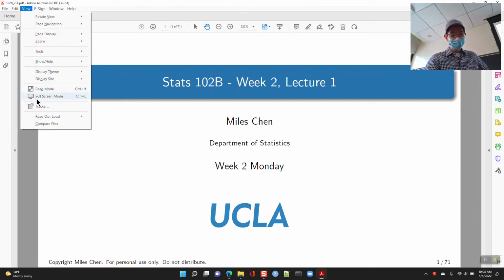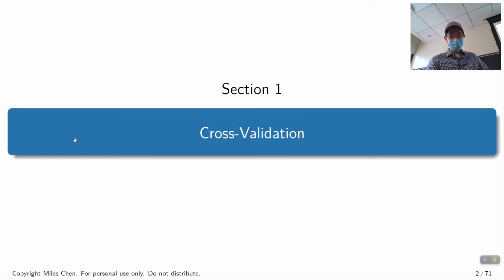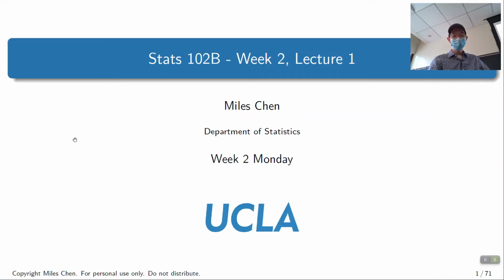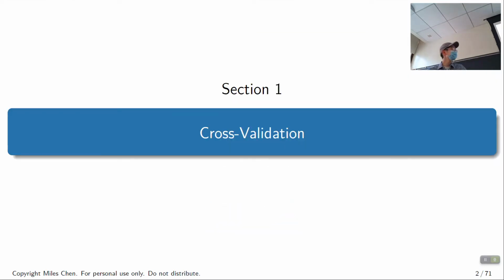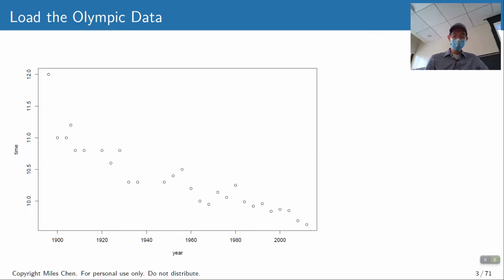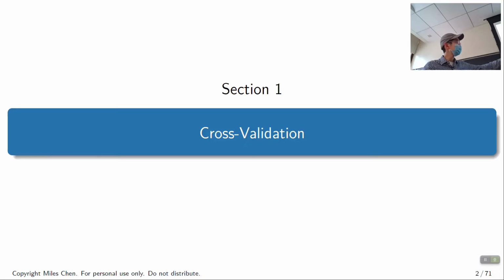Well, so on Thursday, we looked at this Olympic data set. Okay. All right. So today, the topic I'm introducing is cross-validation as a method to help you select a model.